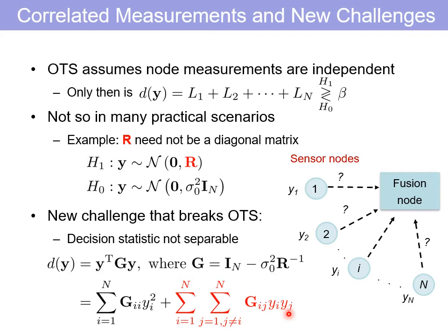Secondly, what do I even transmit? On what basis do I order the nodes? Clearly, it's not going to be the LLR, it's got to be something else. And this is the problem that we solve in this paper.